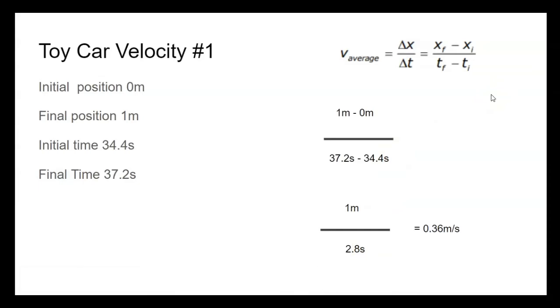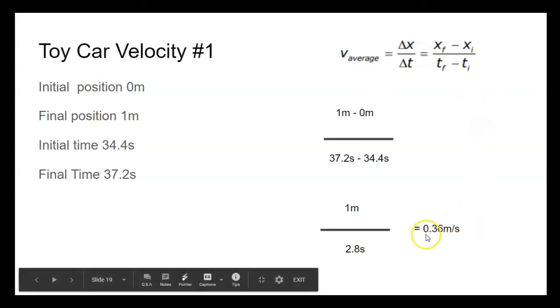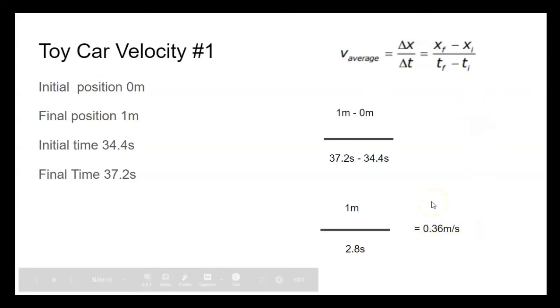That means every second while the car was traveling, it would move about 0.36 meters. So after 1 second, it would be at 0.36. After 2 seconds, it would be at 0.72, and so on and so forth. So we're moving this many meters every second. Let's take a look at another car.